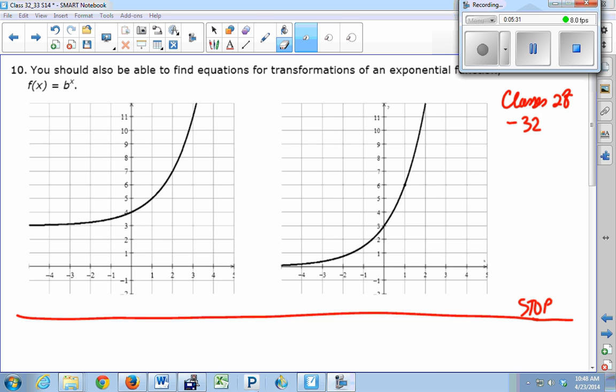28 was long division of polynomials. 29 was all your zeros. 30, 31 was rational functions. And up to this point is where you stop for your quiz. Okay, any questions on that?